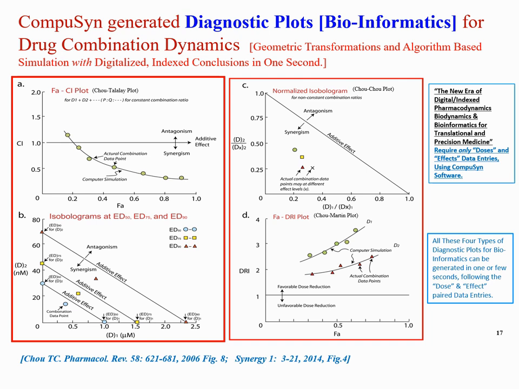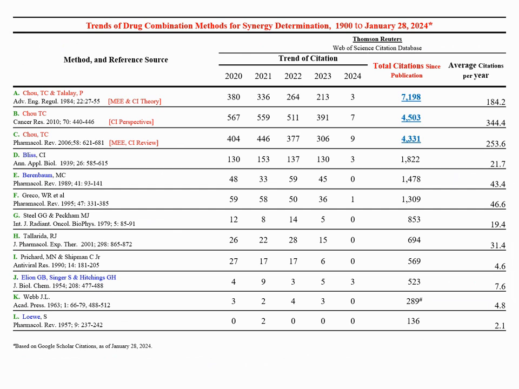In the dose reduction index here, DRI equal 1 indicates no dose reduction. When DRI is greater than 1, it indicates favorable, smaller than 1 indicates unfavorable dose reduction. The trend over the past 5 years shows that the CI method is by far more widely used than any other method for synergy determination.